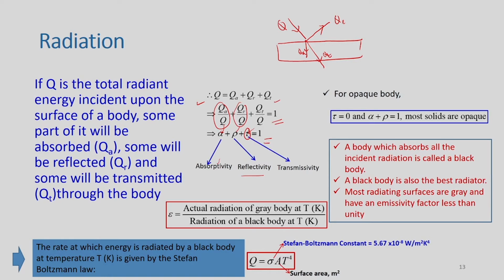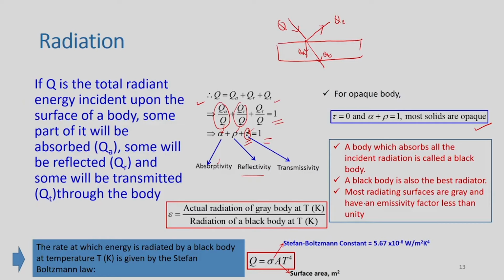So, for opaque bodies, this transmissivity will be 0 and alpha plus rho is 1. Okay? So, most solids are opaque, so that we must know. A body which absorbs all the incident radiation is called a black body. A black body is also the best radiator.